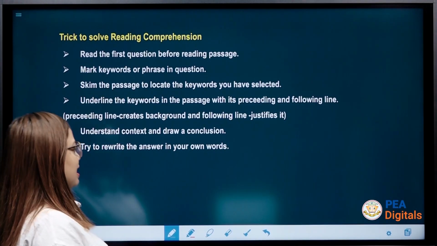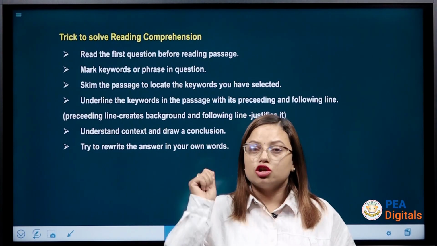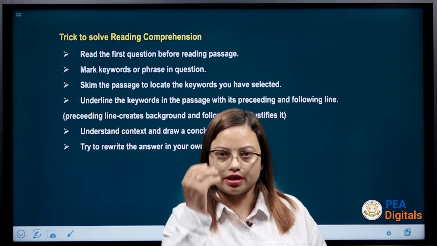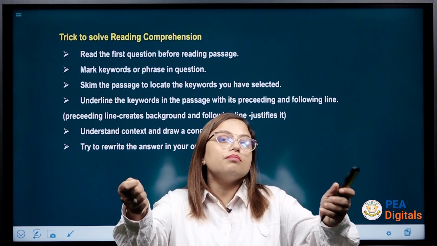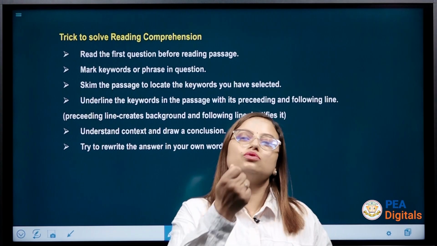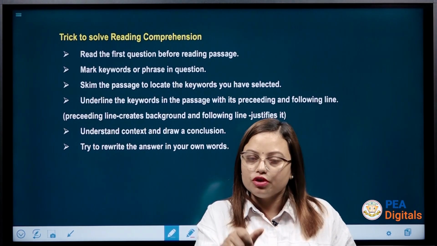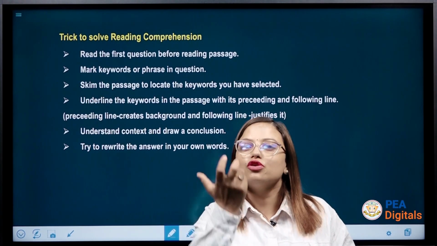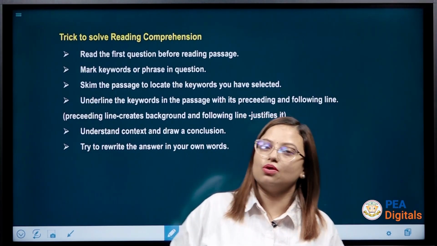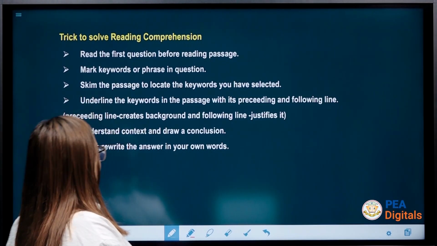And try to rewrite the answer in your own words, right? Do not copy the same lines from your passage. Most students actually copy the same lines from their passage. This is wrong. You have to summarize. Once you know the main idea, once you reach your answer, then you have to use your own words. You should show your own ness over there, right? You should be real there. So try to write the answer in your own words, right?